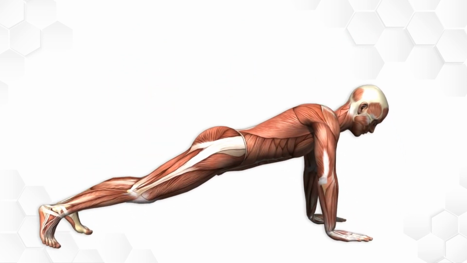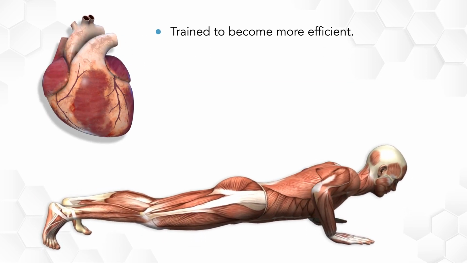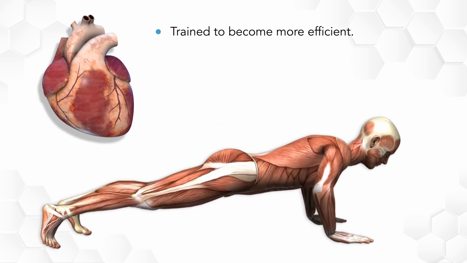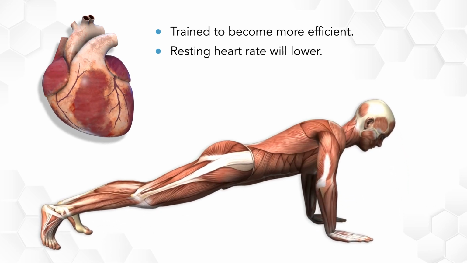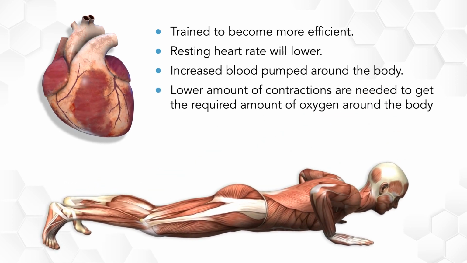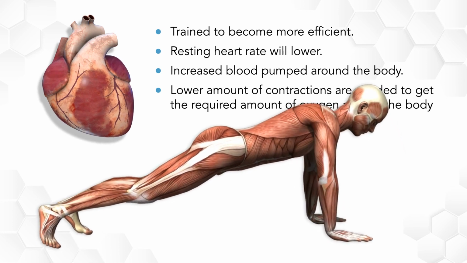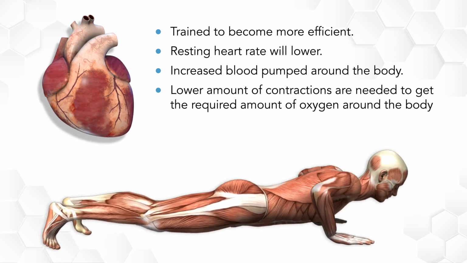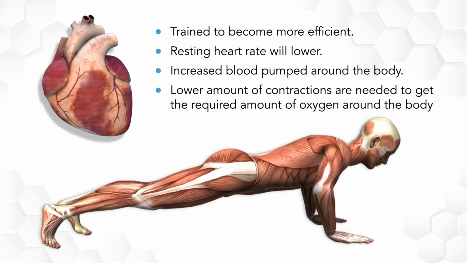As exercise causes more forceful contractions and increased blood being pumped around the body, the heart is actually being trained to become more efficient at what it does. Over time, this has a positive effect on many aspects. Our resting heart rate will lower because with increased contractions, there is increased blood pumped around the body, and therefore a lower amount of contractions are needed to get the required amount of oxygen around the body. Additionally, increased efficiency lowers stress on the heart and surrounding arteries, which can help lower your blood pressure if you have high blood pressure or maintain an already low blood pressure.